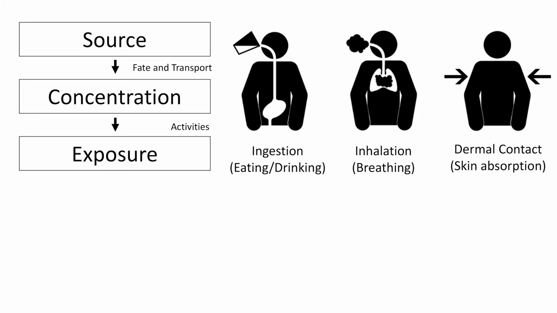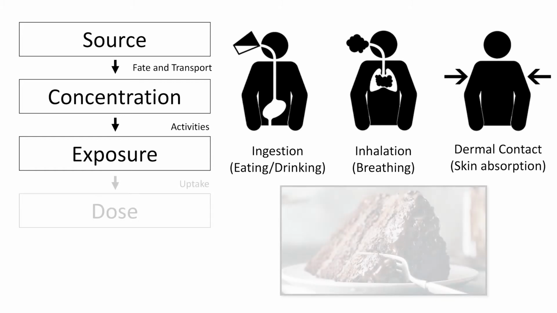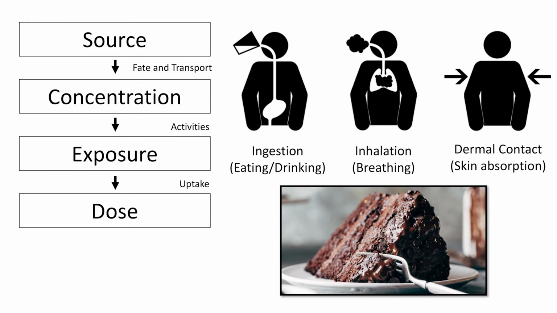However, in order for a chemical to affect our health, it needs to actually get past our body's natural defenses in our lungs, intestines, or skin. This is what we call dose. I can be exposed to a beautiful piece of chocolate cake, but I won't gain weight from it until I eat it. If I eat more cake, I'm more likely to gain weight. This is what we mean when we say dose makes the poison.